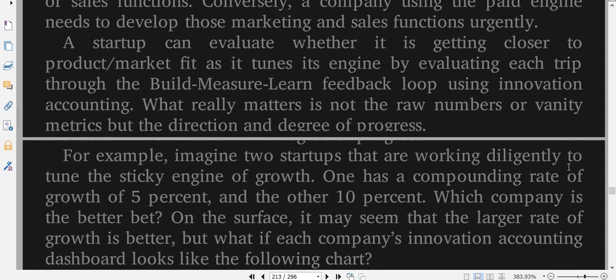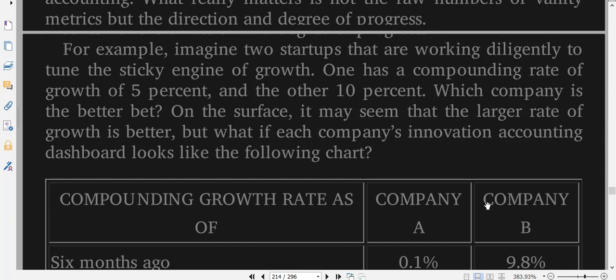A startup can evaluate whether it is getting closer to product market fit as it runs its engine by evaluating each trip through the Build-Measure-Learn feedback loop. Using innovation accounting, what really matters is not the raw numbers or vanity metrics, but the direction and degree of progress.